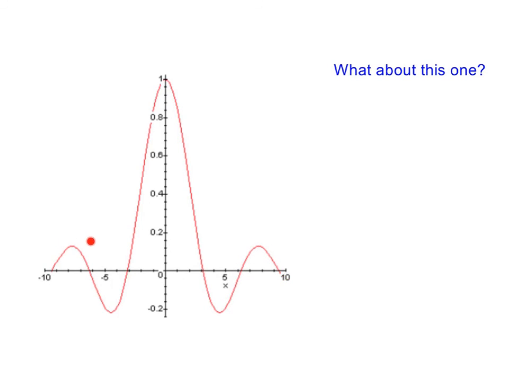All right, think 1, 2, 3, 4, 5. So draw this on your paper and see if you can come up with the derivative graph. And I will see you, of course, in class.